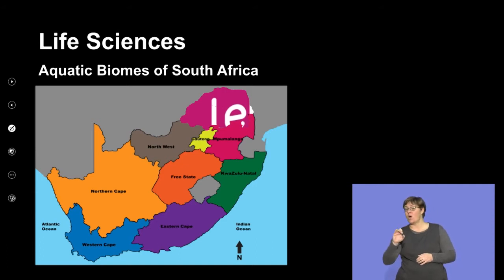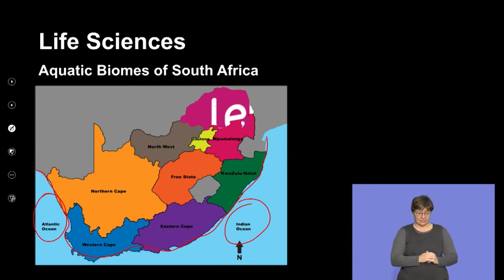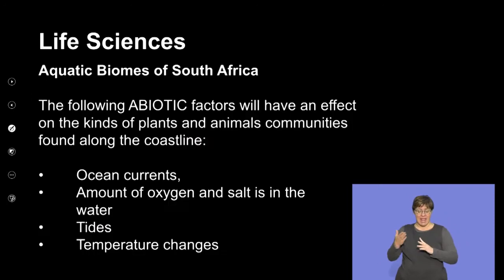So when we look at South Africa, we can see that you've got a predominantly coastal area that covers over 3,000 kilometers. And so we've got the Atlantic Ocean along the western coast, we've got the Indian Ocean along the eastern coast. And so these typical coasts have different types of water that enter these areas. So we're going to look at that in a little while.